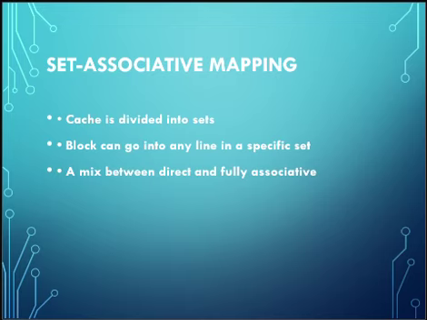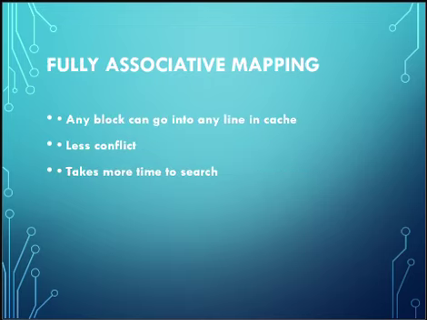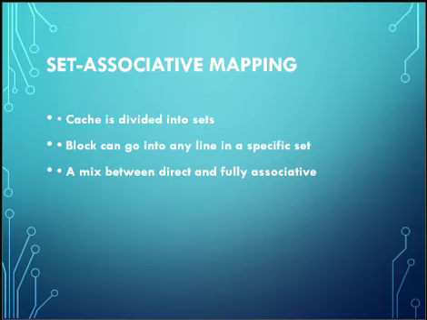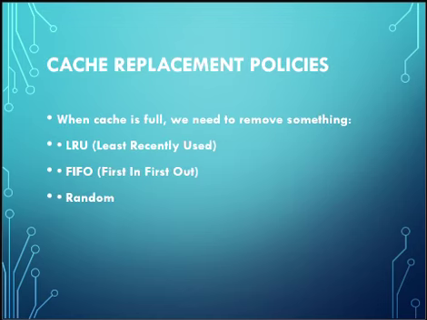Set associative mapping. Set associative is like a mix of both. The cache is split into sections and each data block can go into any slot in each section. It's more balanced, not as slow as fully associative, and not as rigid as direct mapping.